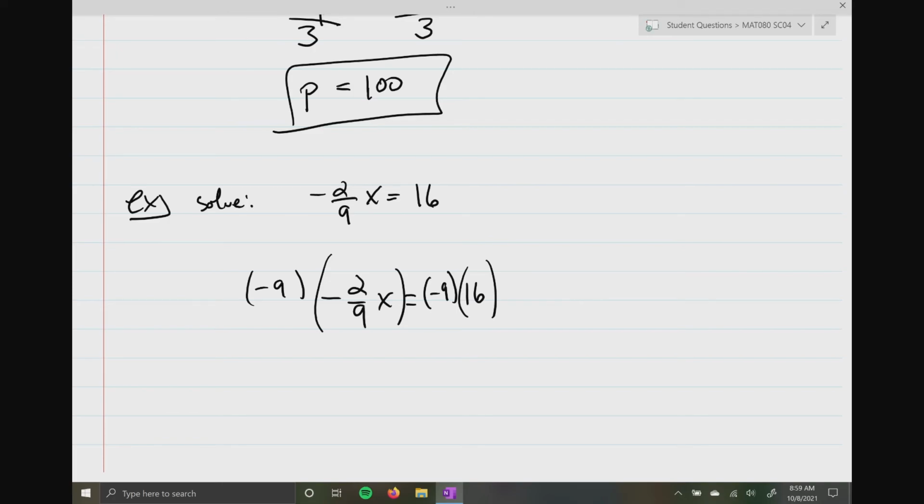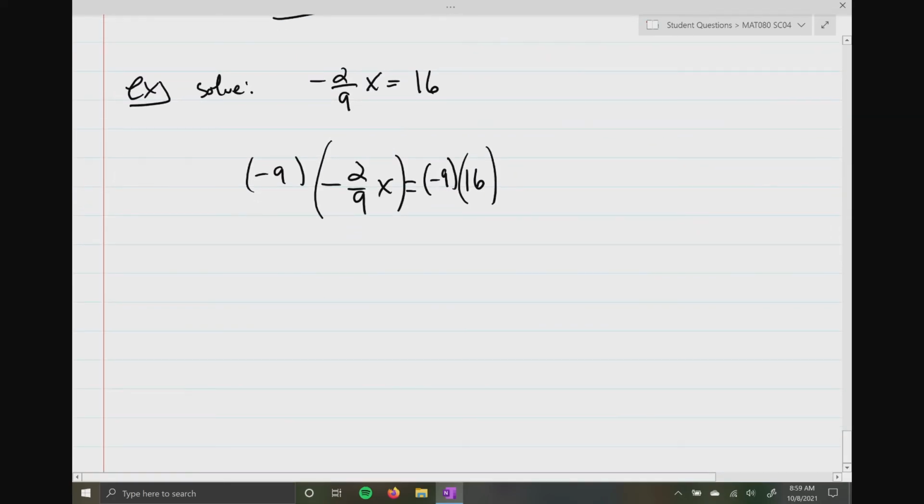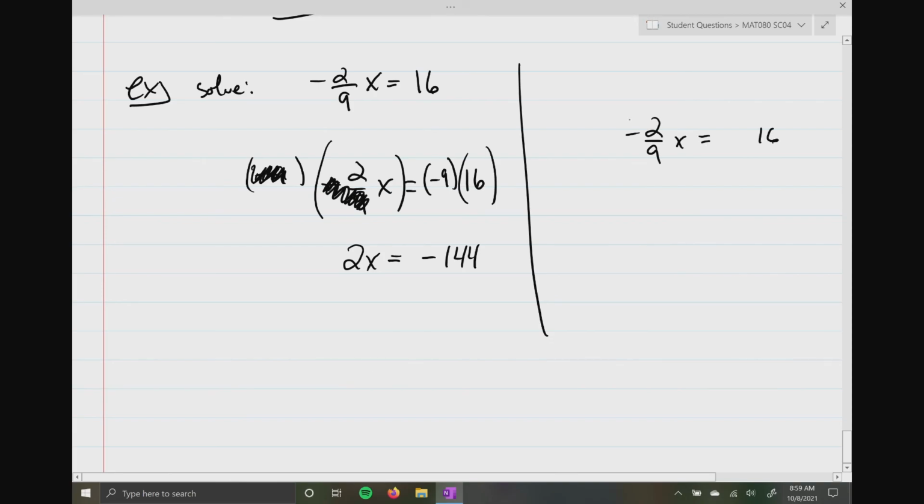Watch what happens. So on the left-hand side, you have negative 9 in the numerator, and then you have negative 9 in the denominator. So they reduce. So you can just cross them out. You're left over with 2x equals, and now negative 9 times 16 is negative 144. Does that make sense, everyone? Now, some of you may have went this route. So I'm going to just do it over here. You just multiply both sides by 9, and you got negative 2x equals positive 144.